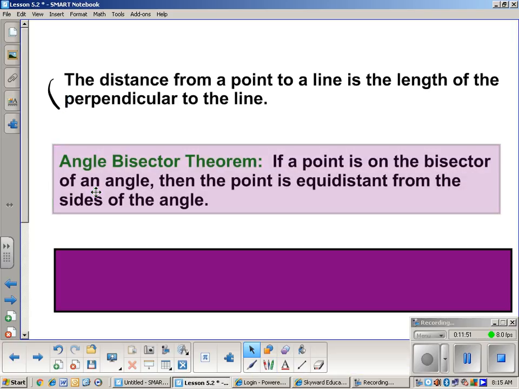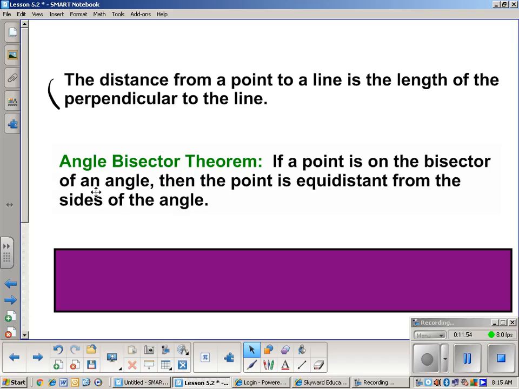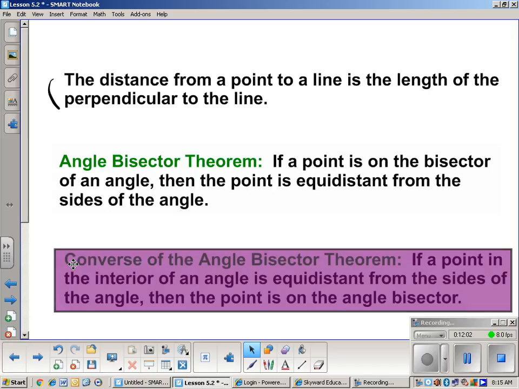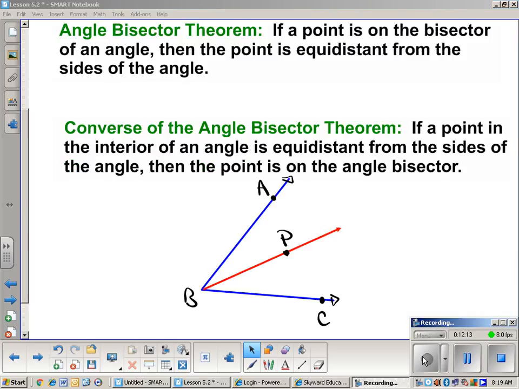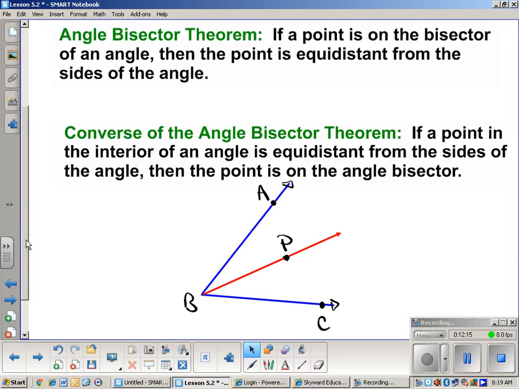So we're going to talk also about an angle bisector theorem. I'm going to let you copy this down and the converse of this down, and then we're going to draw a picture. I think I have a picture drawn here, and we're going to make sure we understand what it's saying, okay? All right, so this first one says, if a point is on the bisector of an angle. So if I have a picture and I have these two little marks right here, what do those little marks mean?